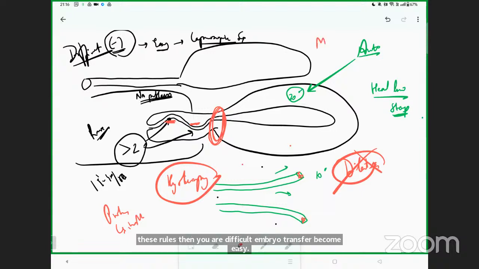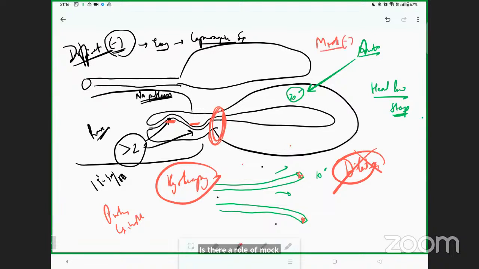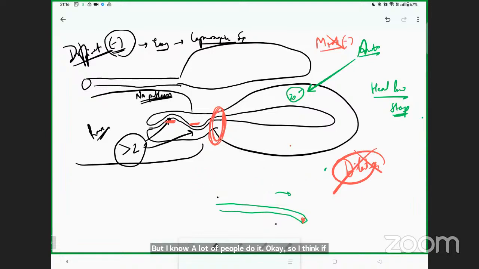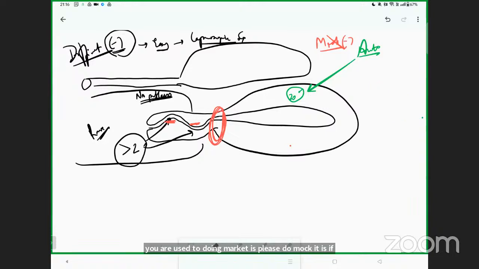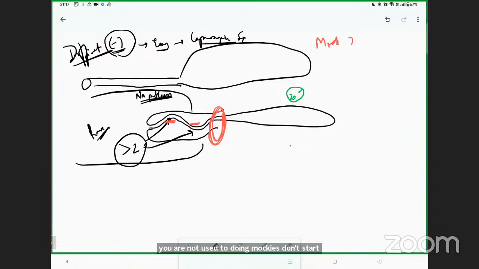Is there a role of mock ET? Now, please let me be clear. I don't do it. But I know a lot of people do it. So I think if you are used to doing mock ETs, please do mock ETs. If you are not used to doing mock ETs, don't start doing mock ETs thinking that it is going to enhance your success rates.